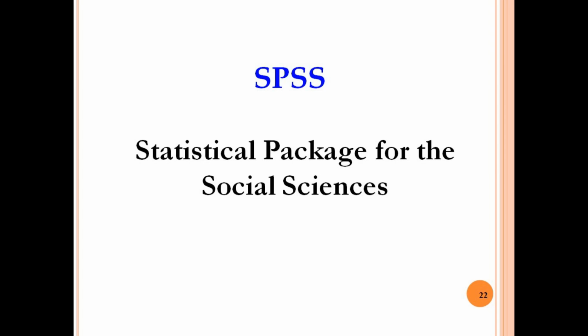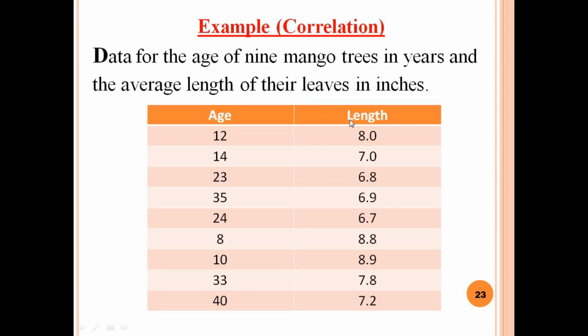Next, we are going to use all this correlation in SPSS. So I have already told what is the full form of SPSS, Statistical Package for the Social Sciences. Now here I have considered one example for correlation. So here the data for the age of 9 mango trees in years and the average length of their leaves in inches are given. So here age and here length.